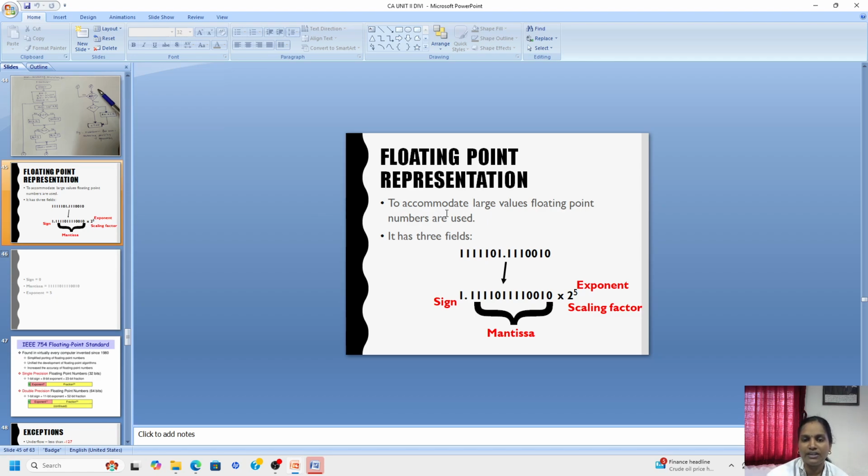Floating point representation. The floating point values are evaluated with the help of sign notation, mantissa, and scaling factor. The topmost value is an exponent. See, that's all about the operations of ALU.